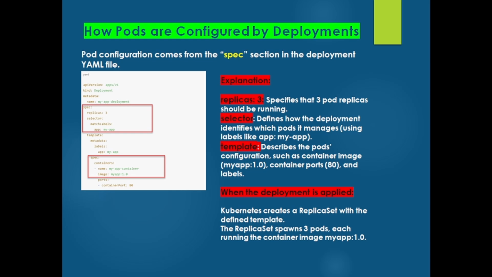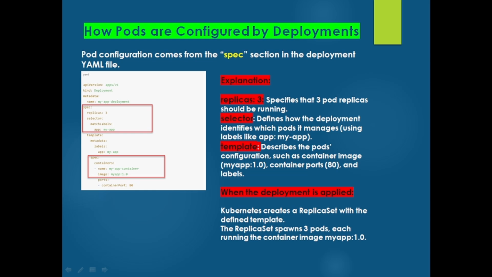Selector. The selector defines how the deployment identifies which pods it manages. The selector acts as a matchmaker where we can define how the deployment identifies which pods it manages. It links the deployment to the pods by using labels. Here we have a label called app: myapp. This deployment belongs to the app myapp pods.